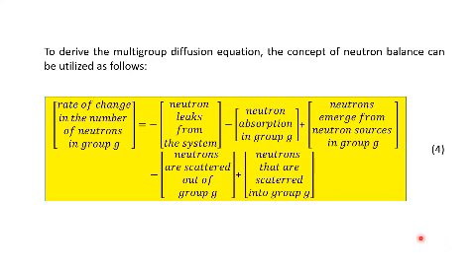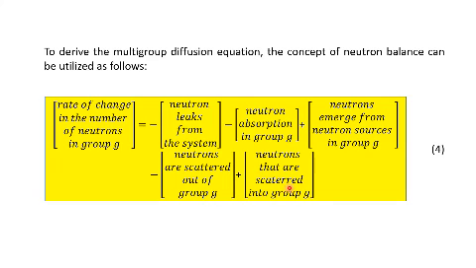Based on equation 4, you can see there are two factors that increase the number of neutrons in a group. The first is neutrons appearing in group G from a neutron source. These neutron sources are mainly nuclear fission reactions. The second is a neutron with any energy undergoing a nuclear scattering reaction, so that its energy changes and is included in the group G energy interval.